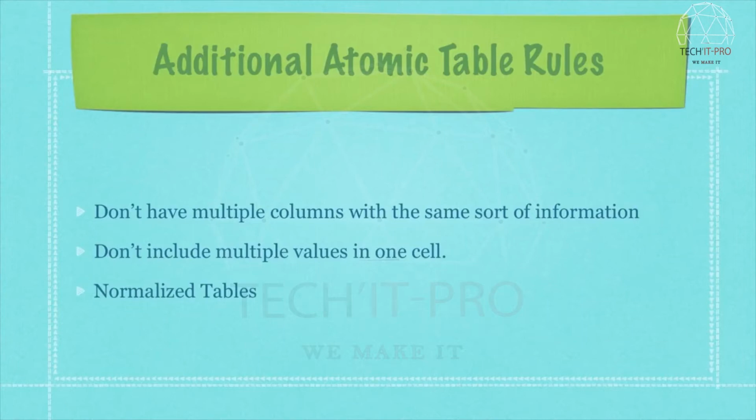You also don't want to include multiple values in one cell. So for example, you wouldn't create a cell named jobs and then list that the person worked at McDonald's, Radio Shack, Walmart, and so forth and so on. You want to split all that out.